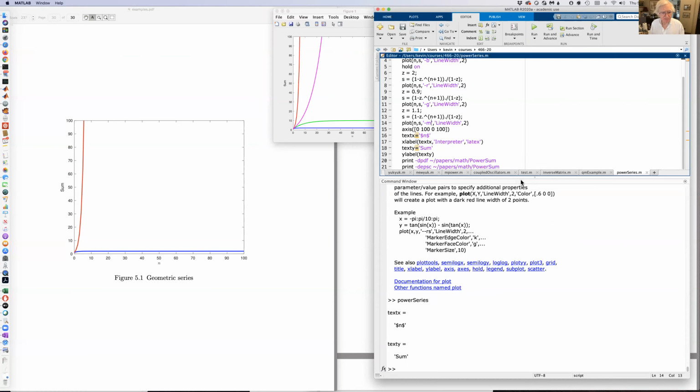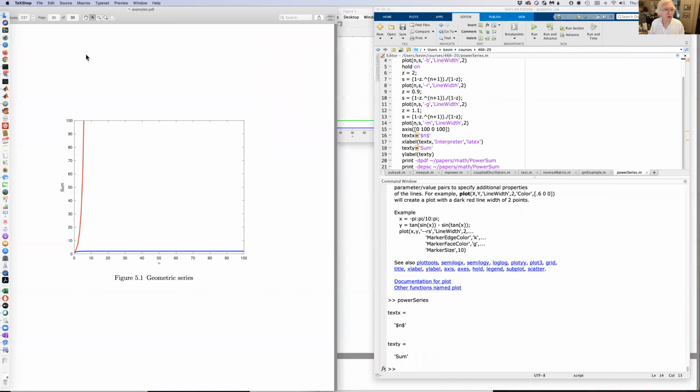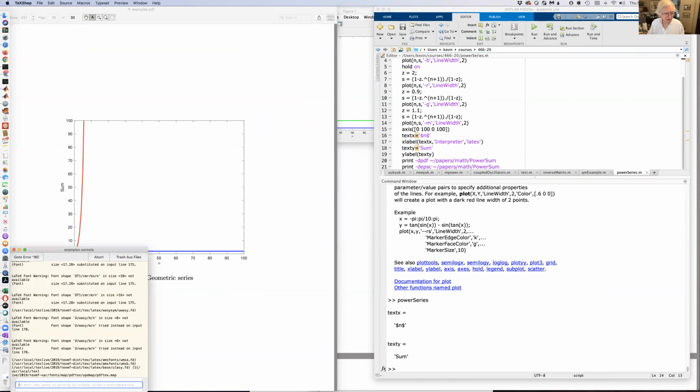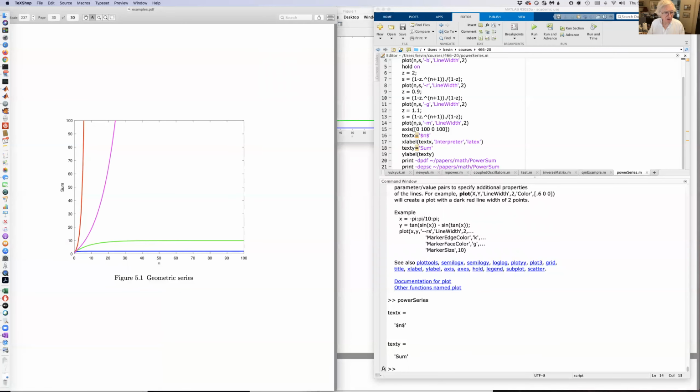So let me run this example again. Typeset. Boom. Okay, so now in examples, it looks like this. So that illustrates the geometric series.